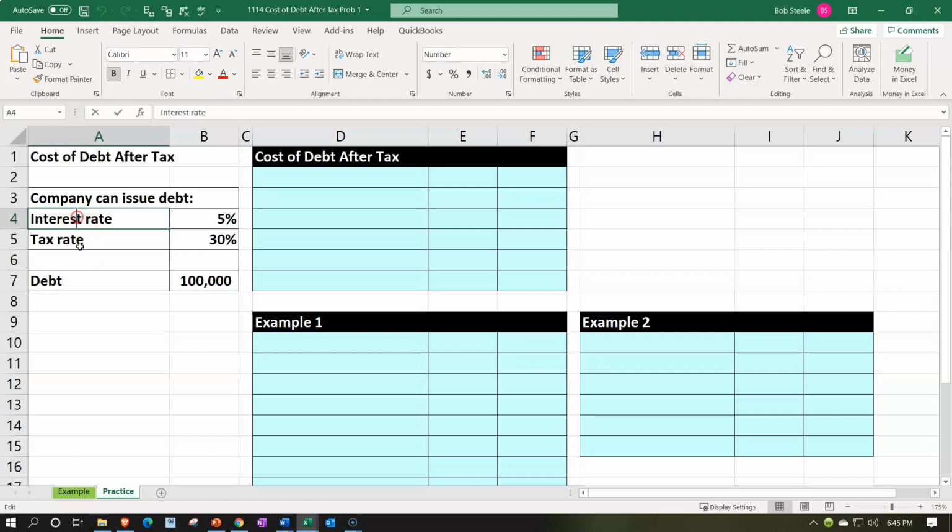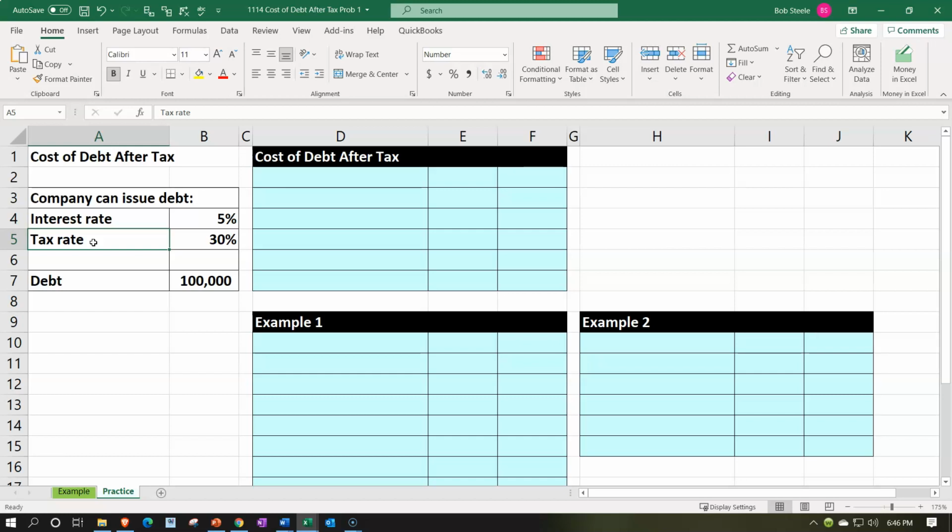So here's going to be our basic example. The company can issue debt. They have the ability to issue debt, basically take on debt, increasing liabilities. The tax rate is 30%. Also realize that when you're thinking about the tax rate, you could have a progressive tax system. So you might think, well, what would the actual tax rate be? It could be a little bit complex.